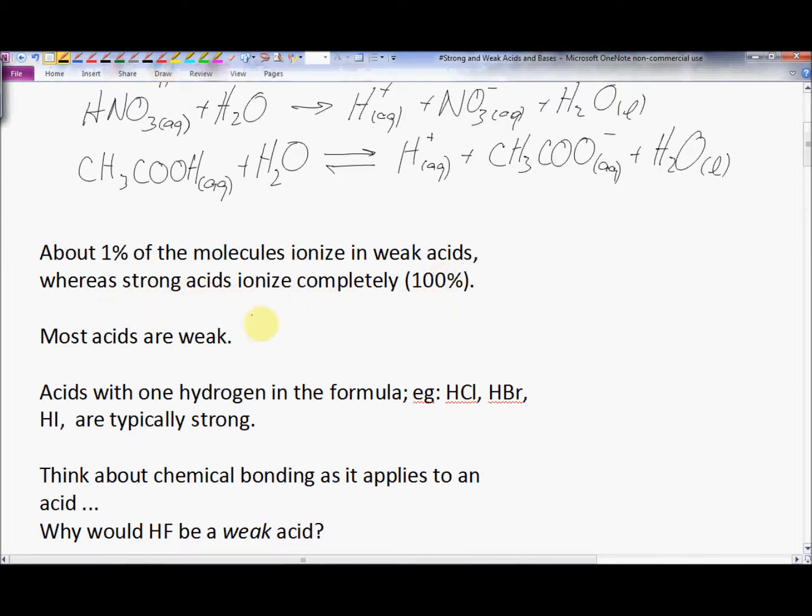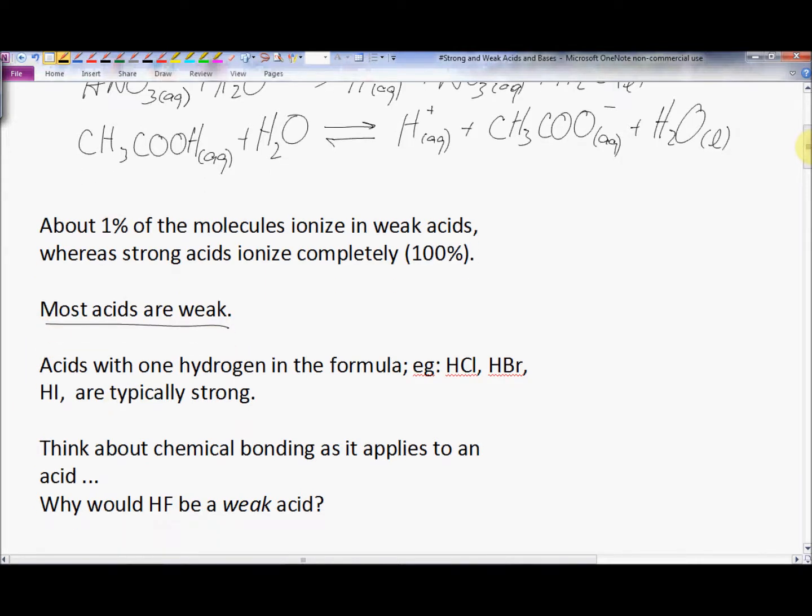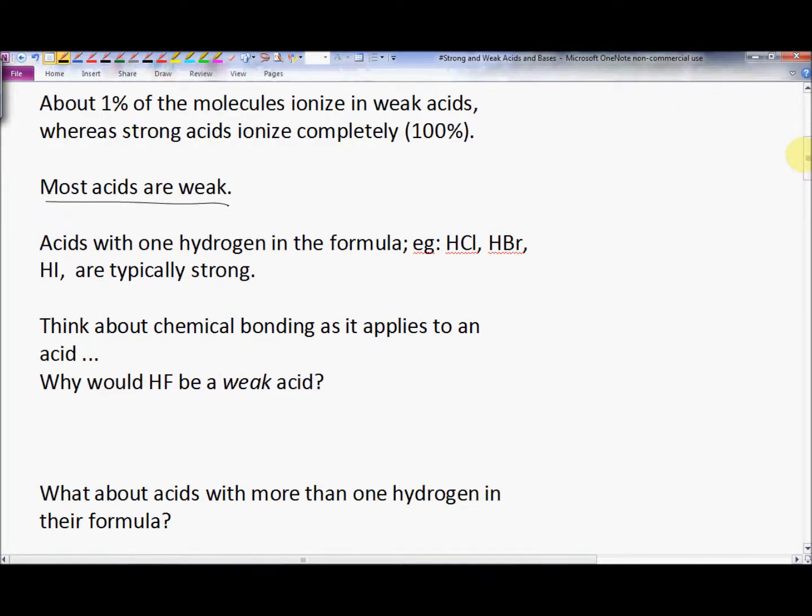Hydrochloric acid ionizes completely. 100% of it goes into hydrogen ions and chloride ions. Most acids are actually weak, but I just gave you an example of some strong ones there. Acids with one hydrogen in the formula, like hydrochloric, hydrobromic, nitric, and hydroiodic, for example, are typically strong. However, hydrofluoric is a weak acid. Can you imagine why that would be?